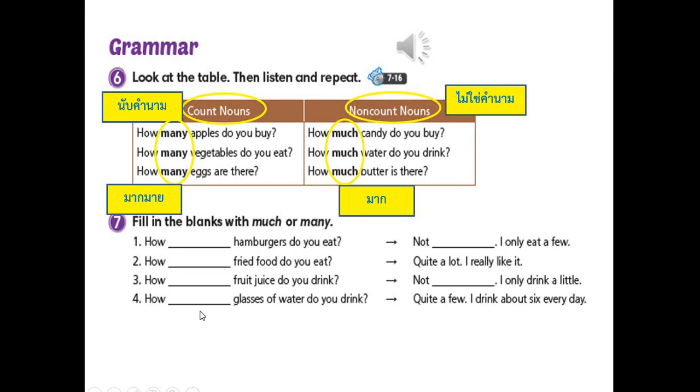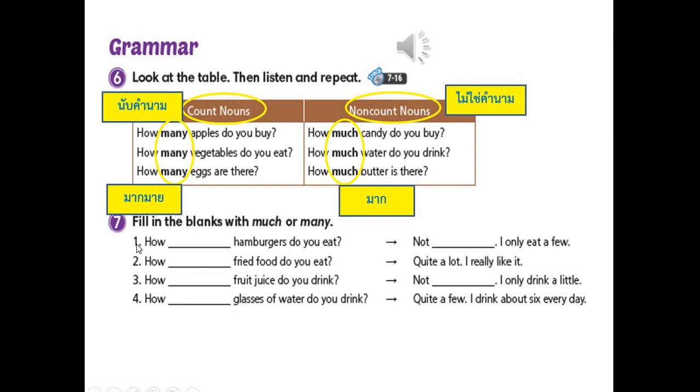Okay, now if you really understand how to use many and much in a sentence, let's put it this way. Let's try to answer activity number 7. So we have here, fill in the blanks with much or many.